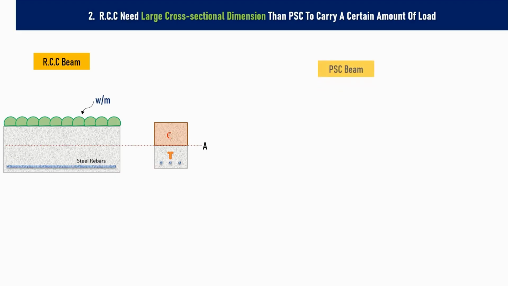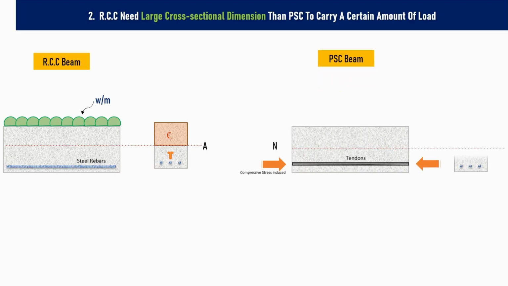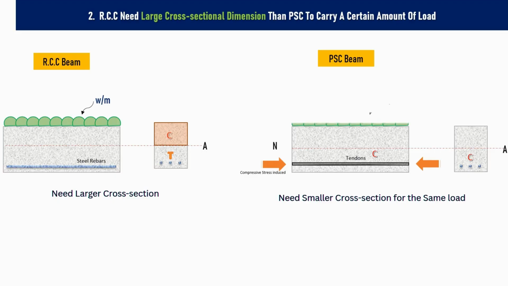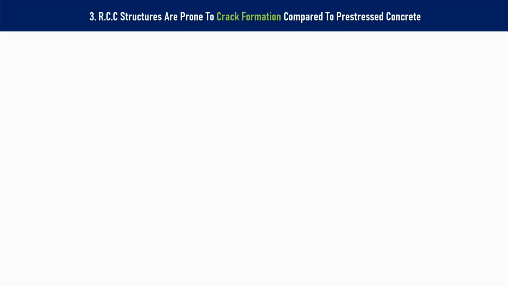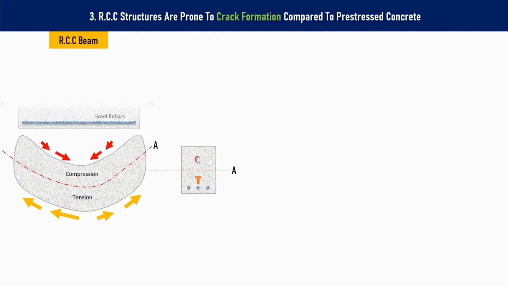2. RCC needs a larger cross-sectional dimension than PSC to carry a certain amount of load. As explained before, to carry a specific load, only a portion of the cross-section is involved in load bearing. But PSC puts the complete cross-section to work in load carrying. So to carry a specific load value, the RCC demands a larger cross-section compared to PSC. 3. RCC structures are prone to crack formation compared to PSC.